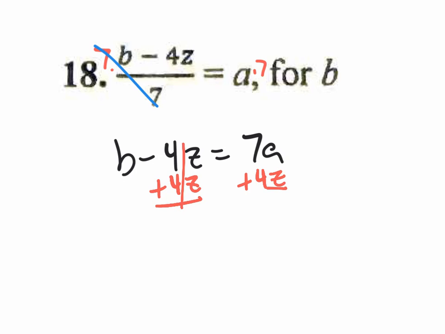Both of you are right. B equals 7a plus 4z. Whoa, why did I put that? Sorry. And that's it.